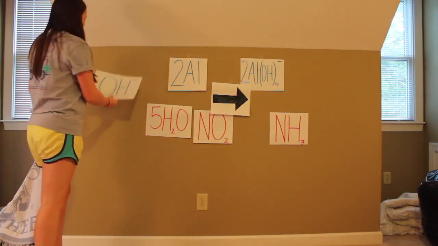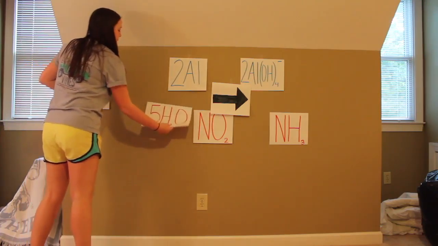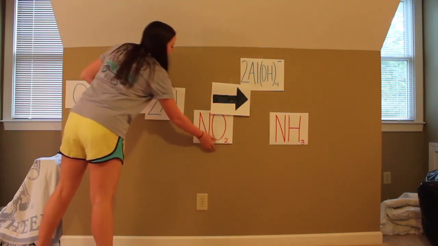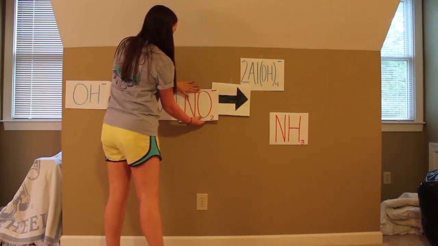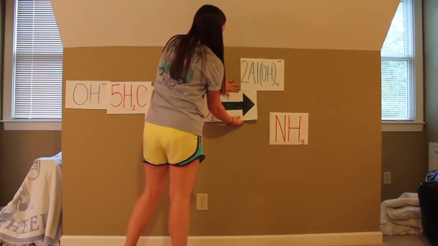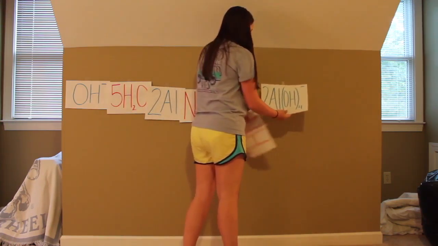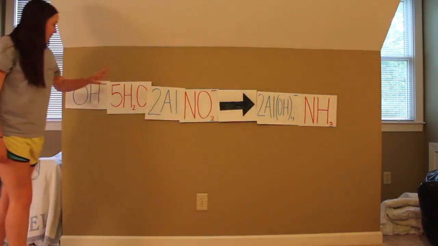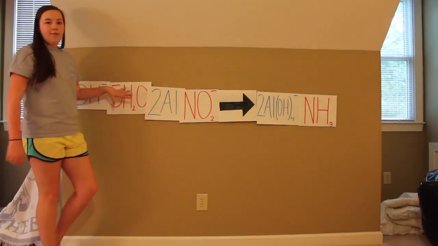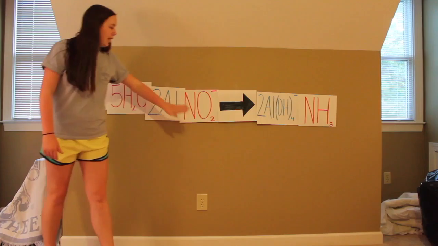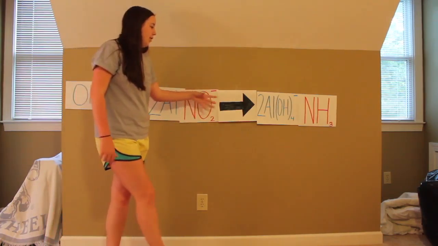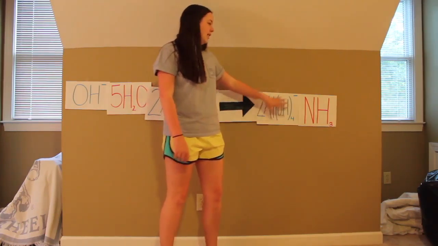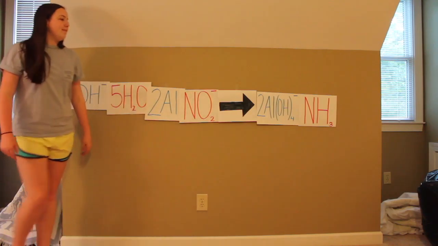And so we can move this all around and get our final reaction. And we have 1 hydroxide plus 5 waters plus 2 aluminums and 1 NO2 minus creates or reacts together to make 2 aluminum hydroxides and 1 NH3. The end.